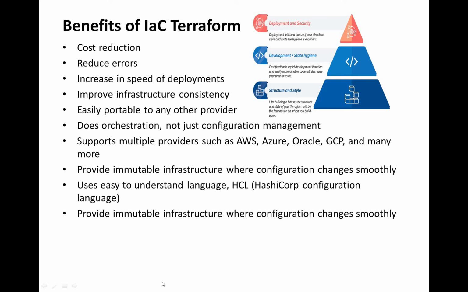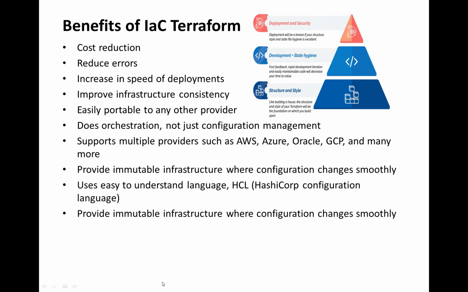Next is the benefits of infra as code with Terraform. It reduces the cost. It is pure automation where you can manage your infra, your security, all resources via code. So it reduces the cost as it is 100% automation. It reduces errors; there are no chances of errors, as most things are done by the program, not manually. Increase in speed of deployment.